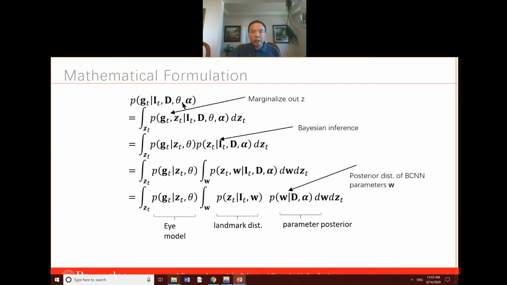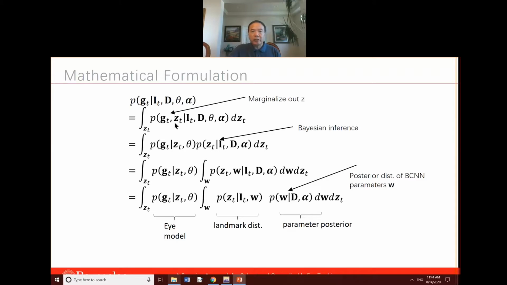However, to compute this probability, we need to first introduce landmarks. So this equation can be rewritten in this format, as the joint probability of gaze and landmarks. But in order to make sure these two equations are equal, we have to integrate out the landmarks. This basically tells us that instead of using a single set of landmarks, we are going to try many different possible landmarks through this integration.